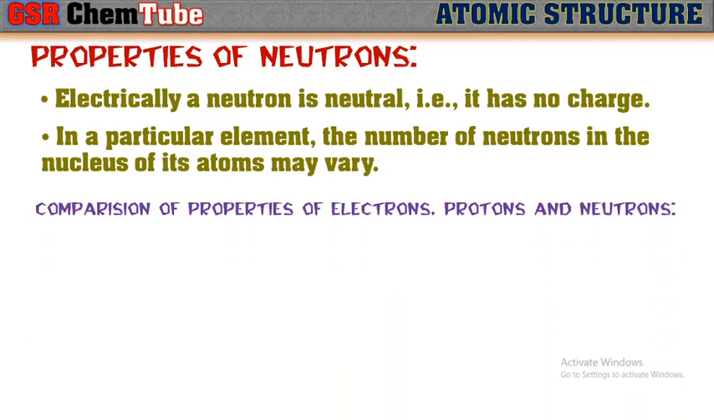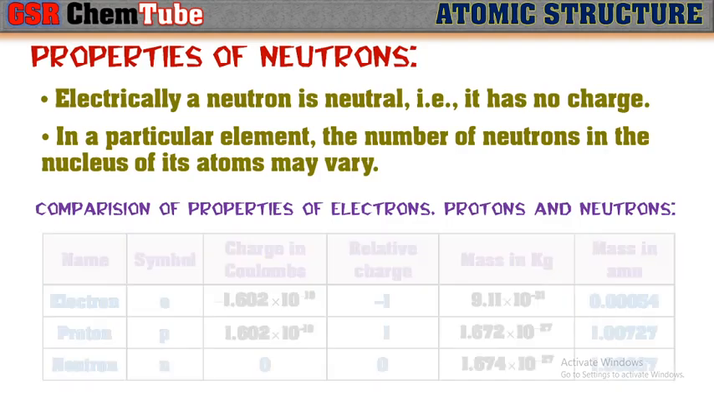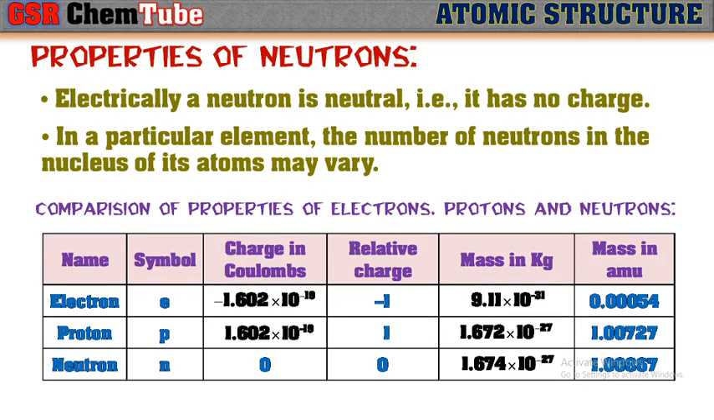Comparison of the properties of these electrons, protons and neutrons, let us see in a chart. Here it is given the charges and masses of these three fundamental particles, electrons, protons and neutrons. If you observe the electron charge, minus 1.602 × 10^-19 coulombs, whereas the proton's charge is the same quantity but positive, whereas the neutron has no charge.